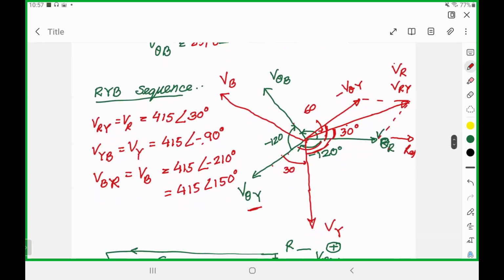Which one? R, yeah. So we are considering VRY. We can also write down, this is the same as VR, the first phase we are considering only. So we can also write down VY equal to VYB, and VB we can write down VBR. Okay, so this is the standard symbol that we can use. All right.